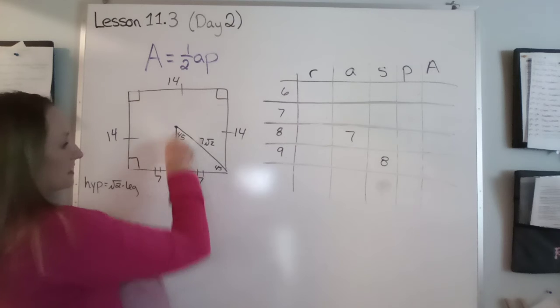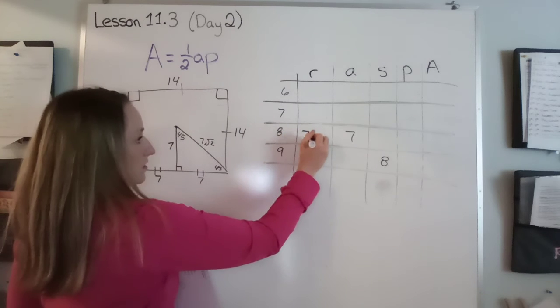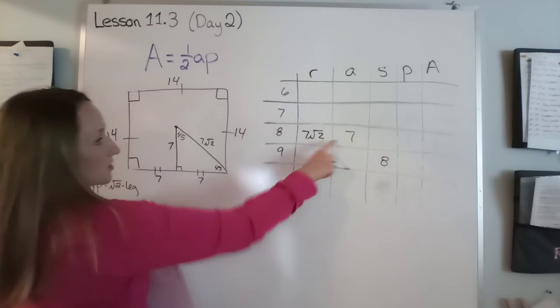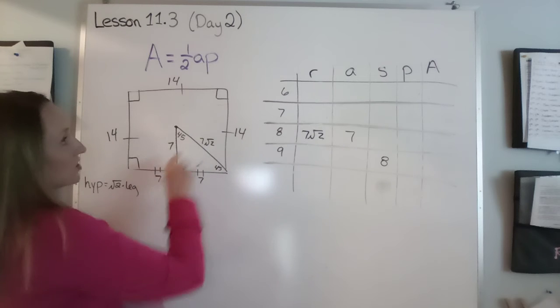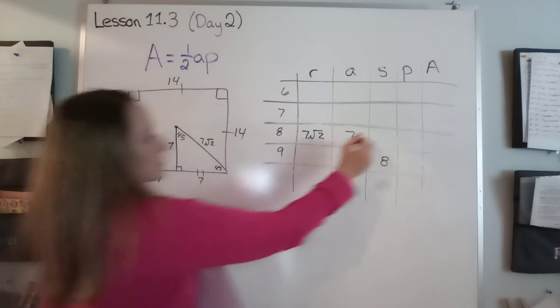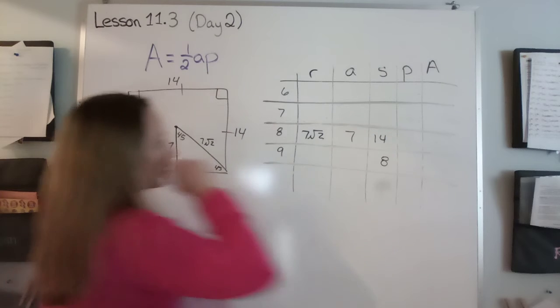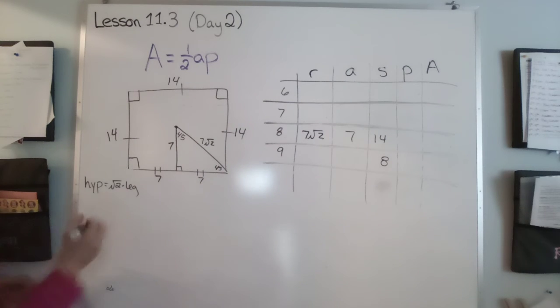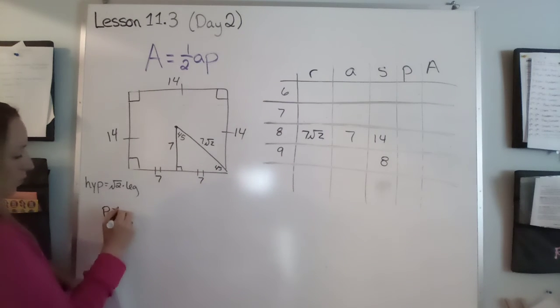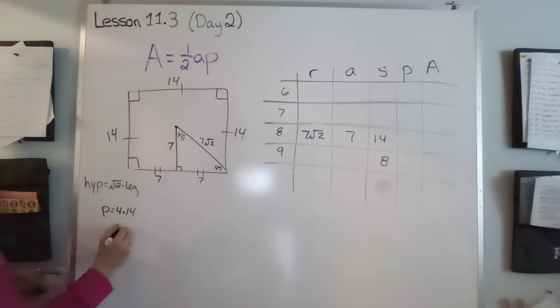Your radius is 7 root 2. Your apothem is 7. Your side lengths are all 14. Your perimeter, okay, so we can do that. Your perimeter is 4 times 14. All right, that's going to be 56. So your perimeter is equal to 56.